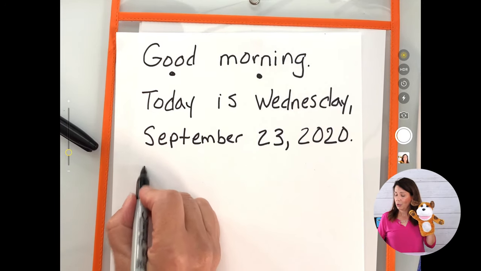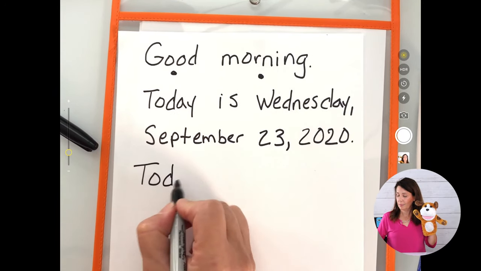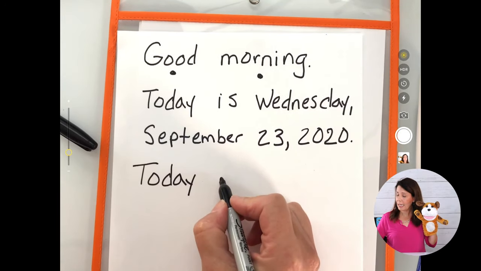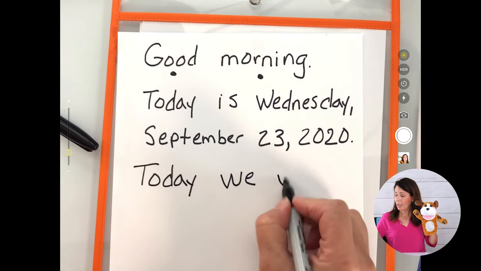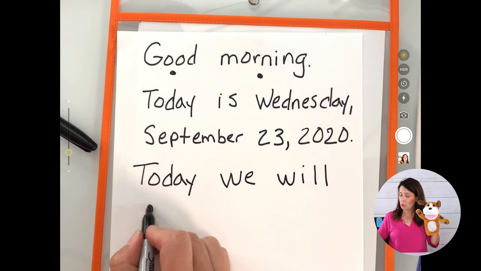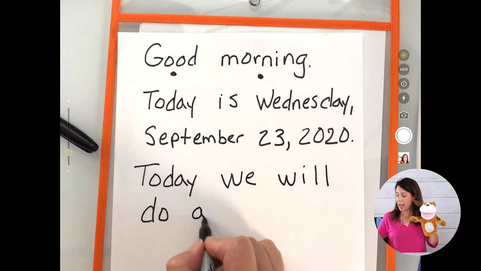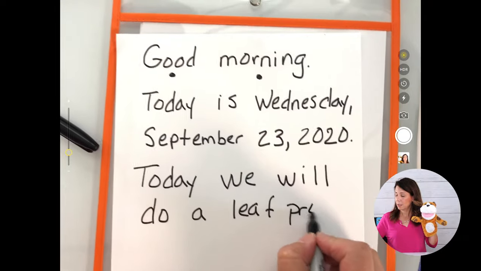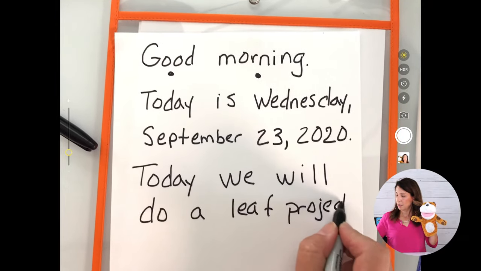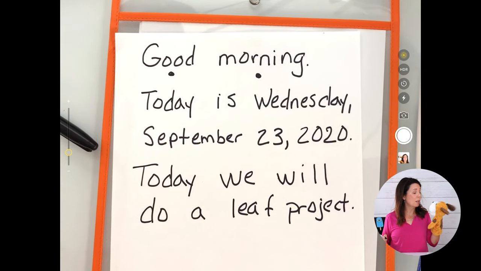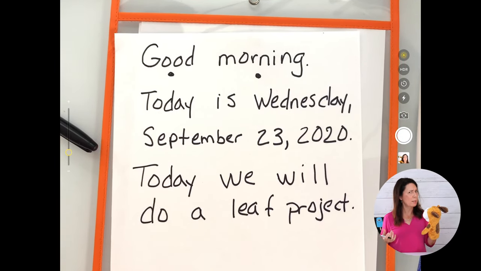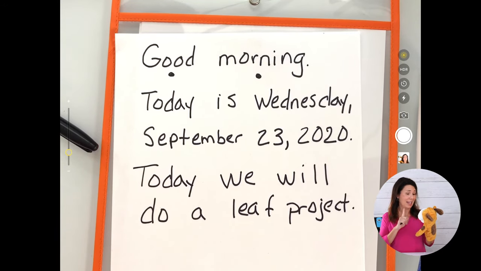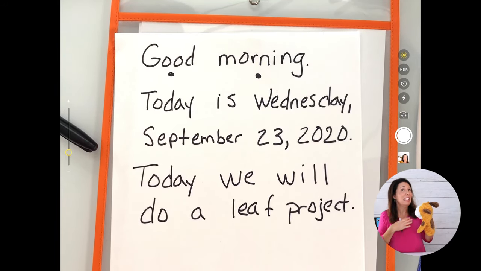Here's today's sentence. Are you ready? Today, we will do a leaf project. Do you know what leaves are, Max? I know. Sometimes you say a leaf, like one, and sometimes we say leaves, like many. That's plural. Many leaves. You got it?